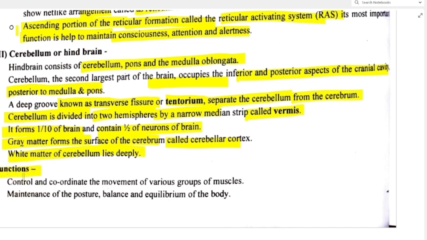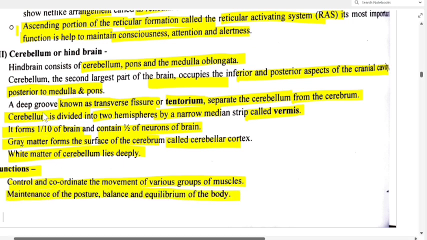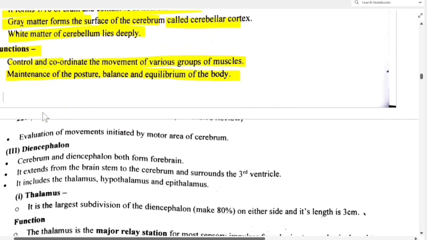What is the function now? Control and coordinate the movement of various groups of muscles and maintenance of posture, balance, equilibrium of the body, and evaluation of movements initiated by motor area of cerebrum.